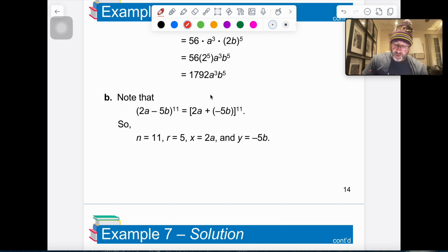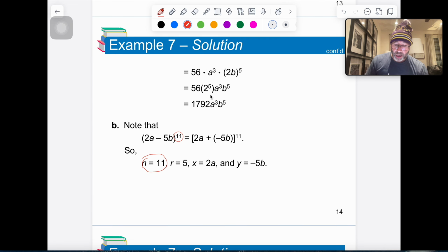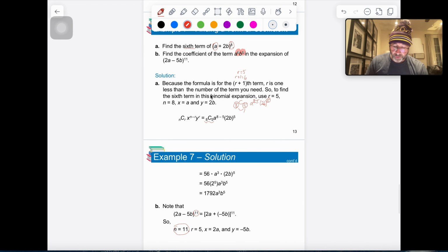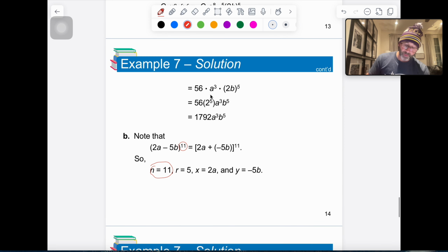Well, if we look at the total power, which is 11, what are we asked to find? The coefficient of a^6 b^5. So if we say a^6 b^5, remember the formula says that this is really a to the 11 minus 5, b to the 5. This is really a to the n minus r, b to the r. That's our formula, right? Remember this, okay?